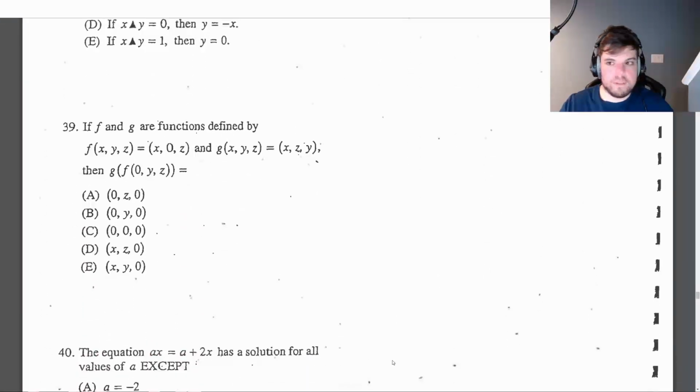39. A lot of function stuff on this one. If f and g are functions defined on 3 variables, f of x, y, z equals x, 0, z. So, okay, we'll talk about that in a second. g of x, y, z is x, z, y.